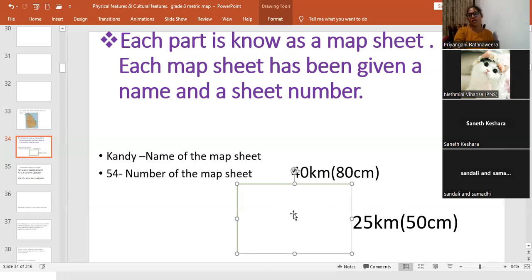What is the actual land area? Actual land area in square kilometers. You have to multiply these two, 40 kilometer and 25. What is the answer? 1,000 square kilometers.